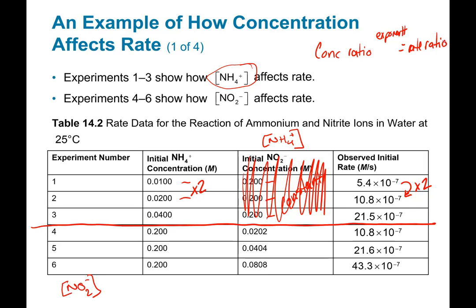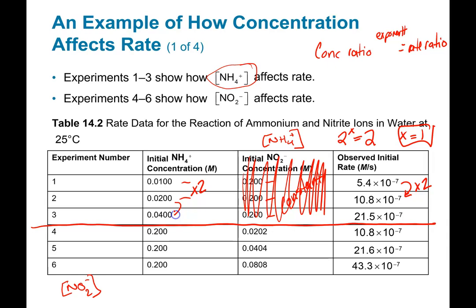Okay, so for NH4 plus, we know that the concentration ratio doubled, so 2 to some number equals 2. So that's our concentration versus blah, blah, blah. That exponent, x, has to equal what in order for this to occur? The answer is 1.